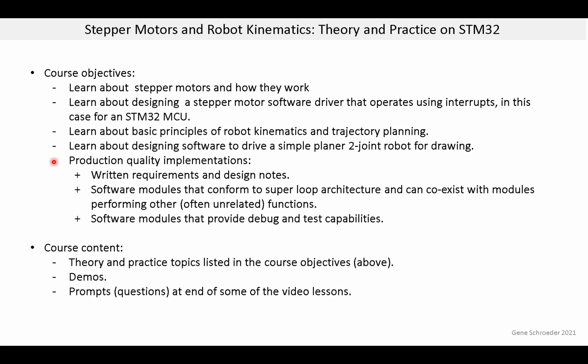Now we want production quality implementation. Now the physical drawing robot that I built is quite crude and very far from production quality. So here I'm talking about the software, and it includes the following. We'll have written requirements and design notes. We'll have software modules that conform to a superloop architecture and that can coexist with modules performing other possibly unrelated functions. And we'll have software modules that provide debug and test capabilities.